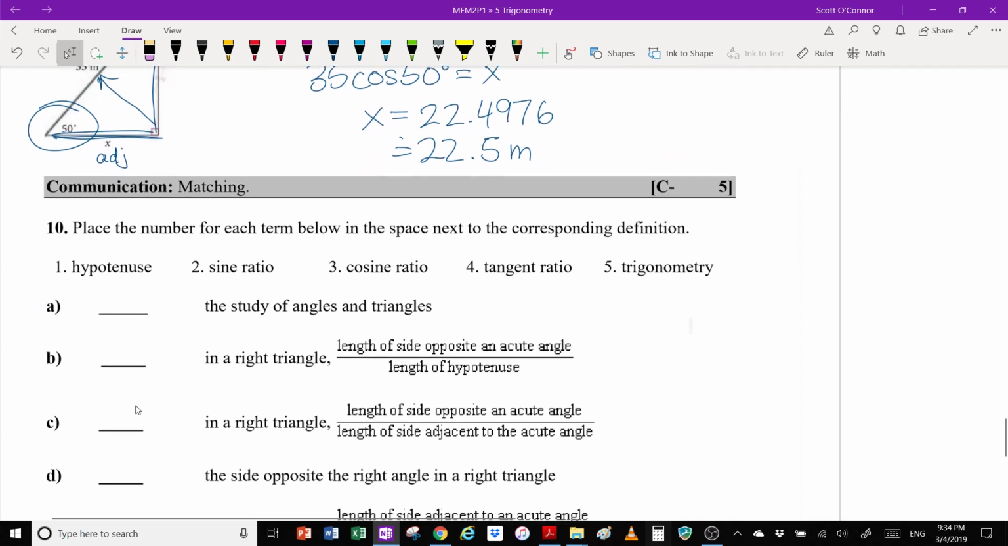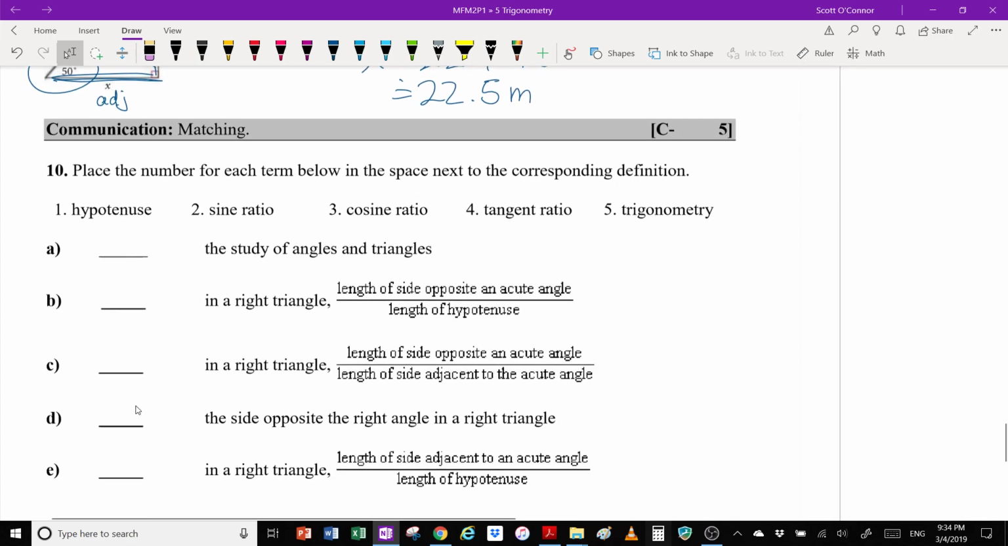So now we're on to the last, which is matching. This is very simple. We're going to place the number for each term below in the space next to the corresponding definition. So the study of angles and triangles, which does that match? Well, that's trigonometry, so I write a 5 here. In a right triangle, the length of the side opposite an acute angle divided by the length of the hypotenuse. So that is opposite over hypotenuse. Opposite over hypotenuse is the sine ratio. So that's going to be number 2, right?